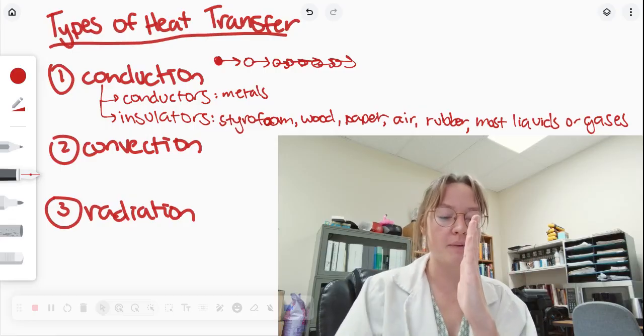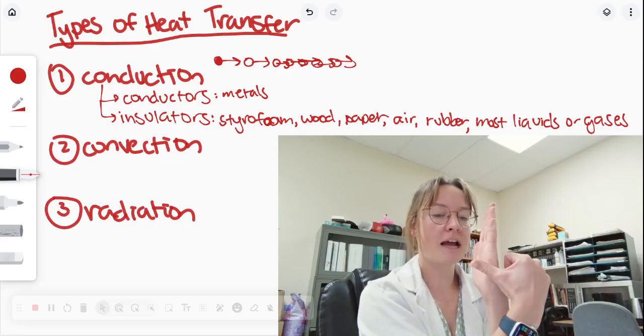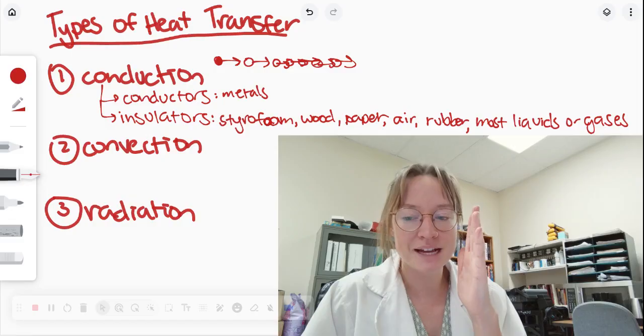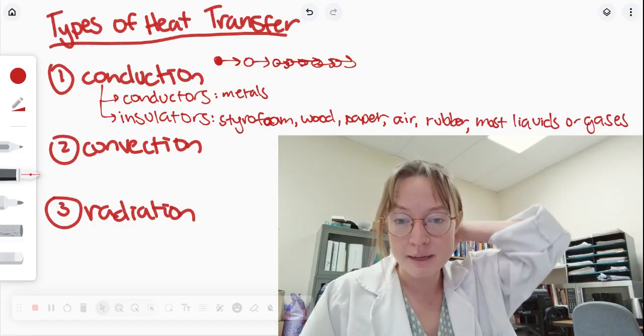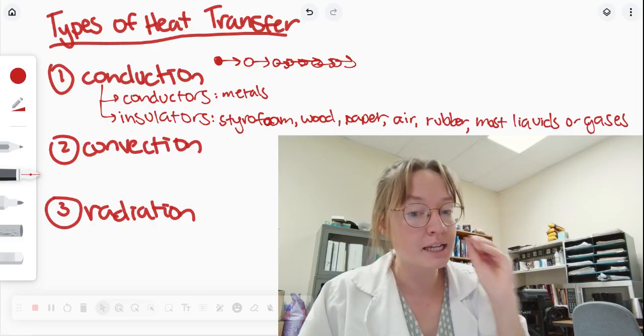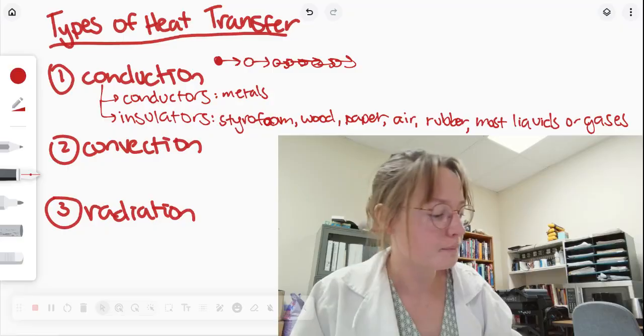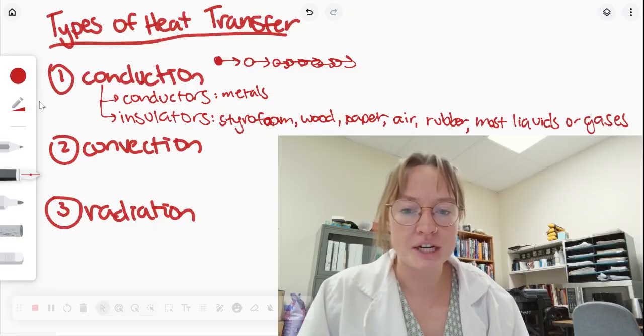If you had a single pane window, then the heat from your house would hit that window and make it out into the outside world and be gone forever. And so we have double paned windows because it saves you on your electricity bill, because it keeps the heat inside the house. And those are a few examples of conduction.